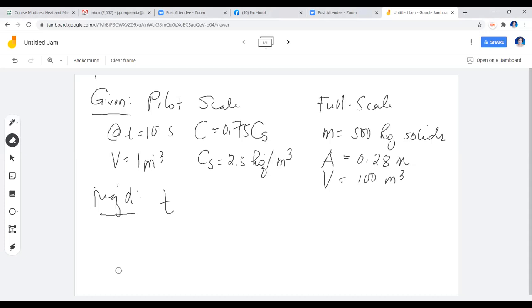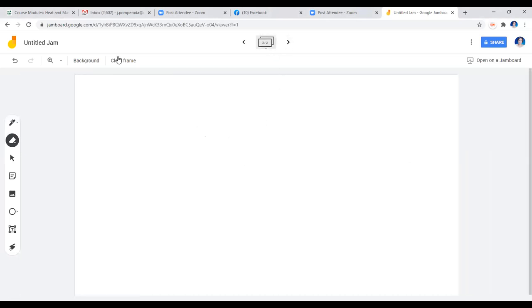Okay. So now we go to our solution. These are all the information that we can use. We go to our solution. So we need to write down the formula to be guided. So C is equal to C sub S times, what's the rest of that formula? I will just write 1 minus e to the negative KA over V times t. So this should be A.